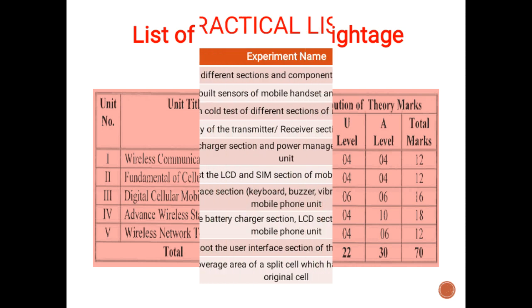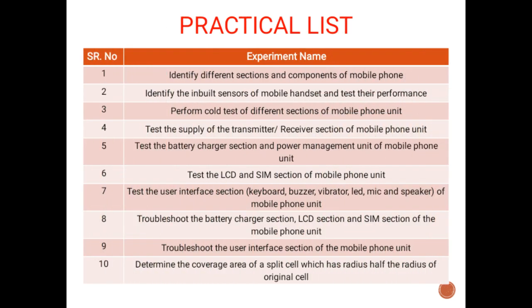Next is the practical list. There are a total of 28 practicals for this subject in your lab manual. The first practical is to identify different sections and components of a mobile phone. Here you have to identify different sections of your mobile phone.